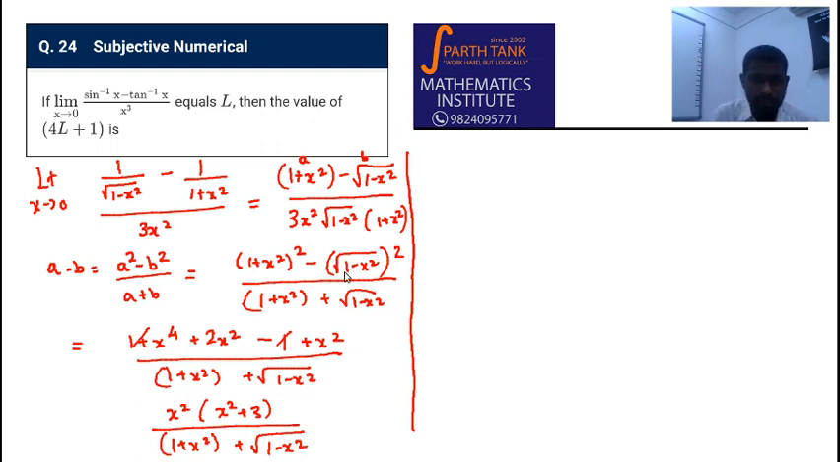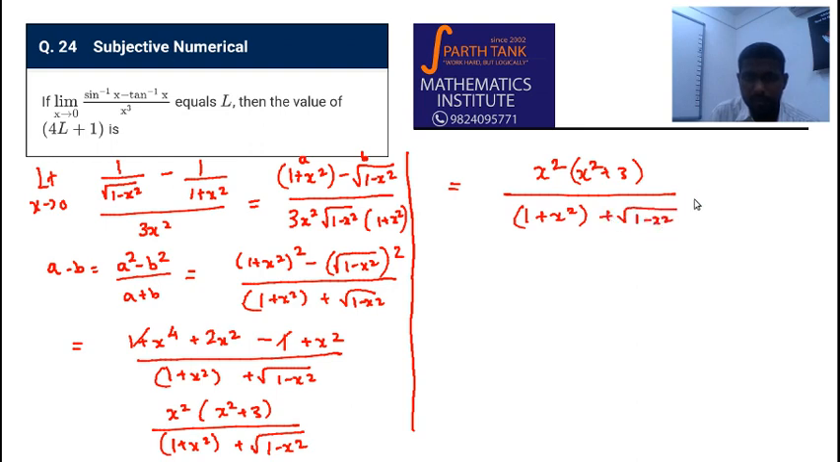Now you put this here. For this A minus B, you put this whole term and then you see what happens. So it is x squared into x squared plus 3 and this denominator first. So 1 plus x squared plus square root of 1 minus x squared, and the denominator that was there already is 3x squared into root of 1 minus x squared into 1 plus x squared. Limit x tends to 0.